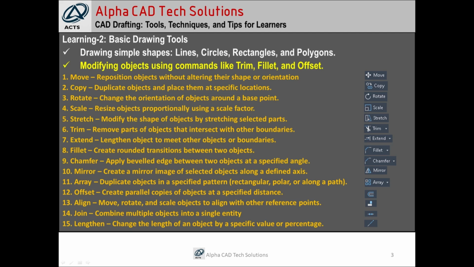11. Array, duplicate objects in a specified pattern: rectangular, polar, or along a path. 12. Offset, create parallel copies of objects at a specified distance. 13. Align, move, rotate, and scale objects to align with other reference points. 14. Join, combine multiple objects into a single entity. 15. Lengthen, change the length of an object by a specific value or percentage.